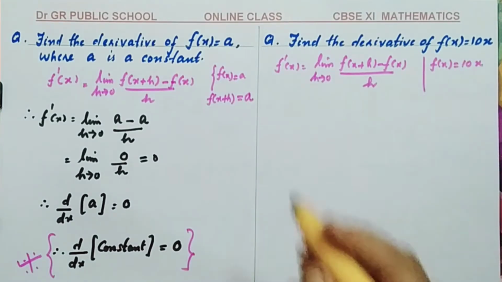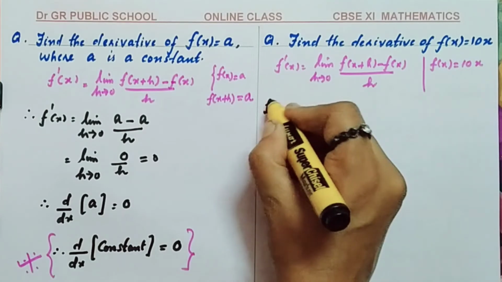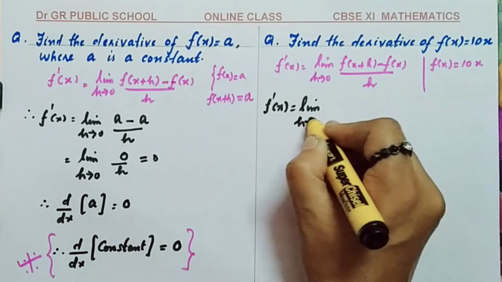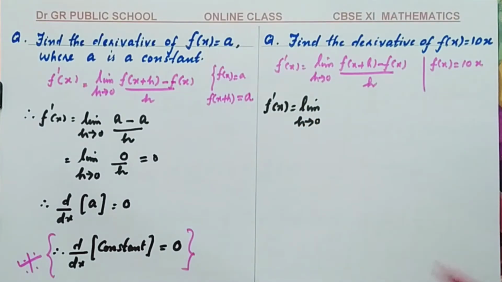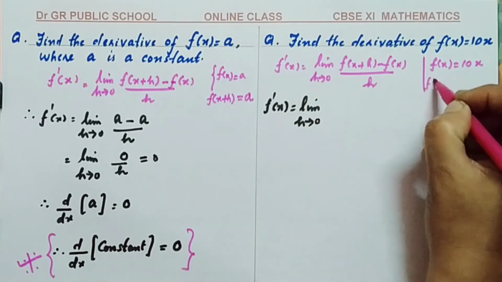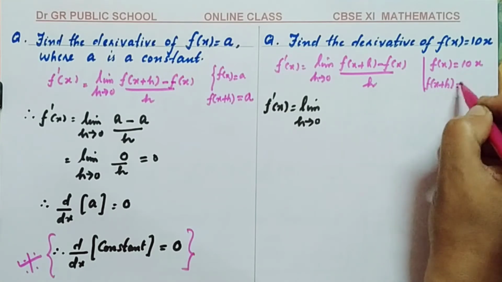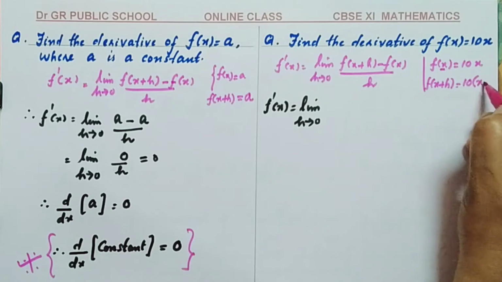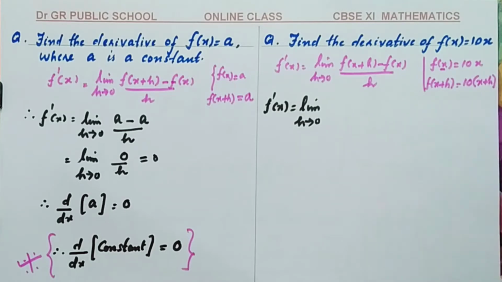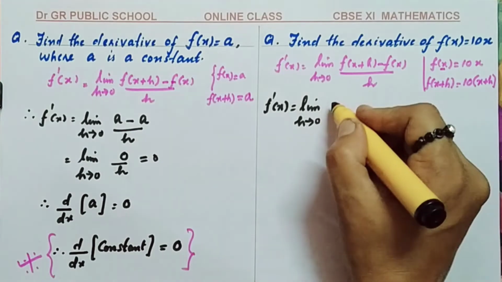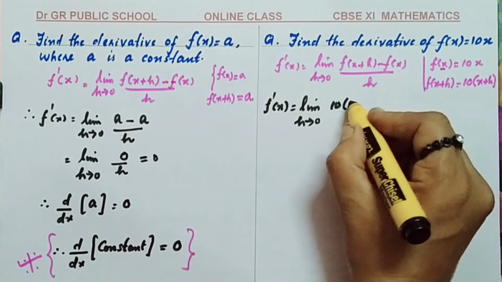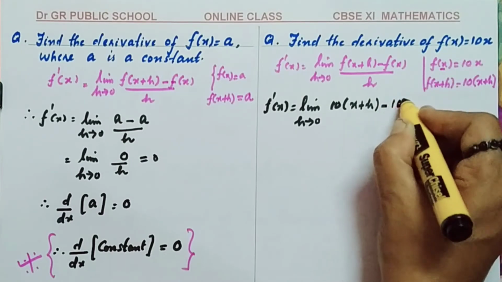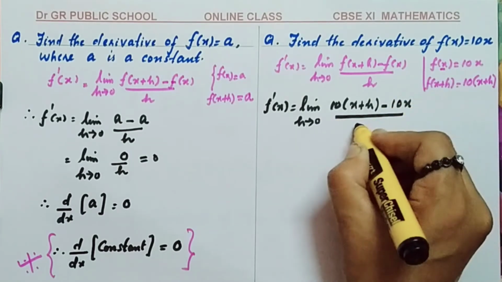Okay, we can see what about the derivative: f'(x) equals limit h tends to 0 of f(x+h)... f(x) equal to 10x. So f(x+h) equals, replace the x with the x plus h. On the right side, replace the x with x plus h. So 10 into (x+h), minus f(x). f(x) is the original function 10x, the whole divided by h.